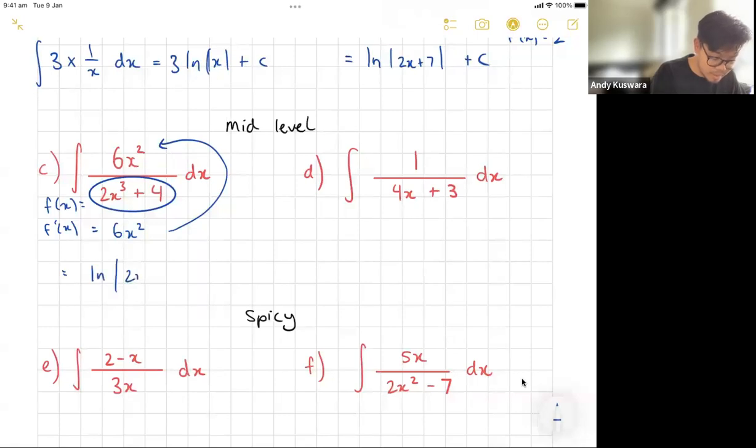So it's going to be 2x cubed plus 4 plus c. All right, now let's do one that's slightly different here.